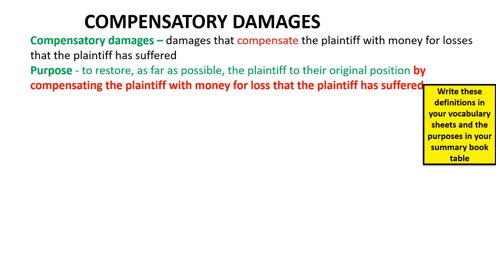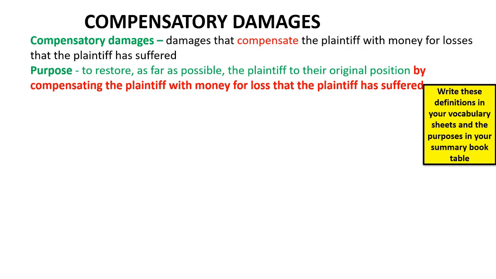Look down the left-hand side of your vocabulary sheets, find the term compensatory damages and write this definition in there. Then write the purpose of compensatory damages in the middle column of your summary book table. You can see how compensatory damages achieve the overarching purpose of civil remedies. Their purpose is to restore the plaintiff as far as possible to their original position by providing the plaintiff with money to compensate the plaintiff for the losses that the plaintiff has suffered.